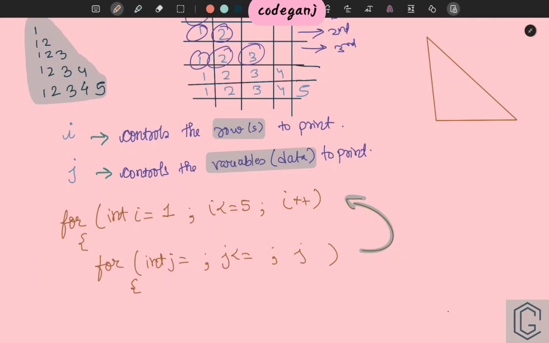When the row is 1, when it is the first row, you are printing also 1. When it is the second row, you are printing also 2, 1 and 2. When it is the third row, you are printing also 3, 1 2 3 variables you are printing. When it is the fourth row, you are also printing 4 variables, and when it is the fifth row, you are also printing till 5 variables, right?